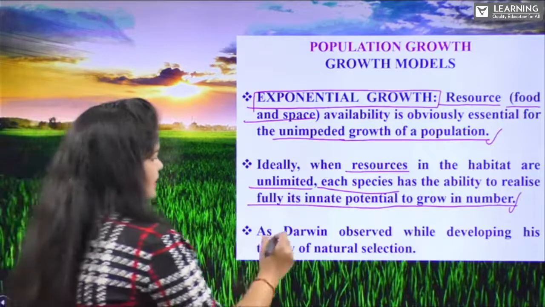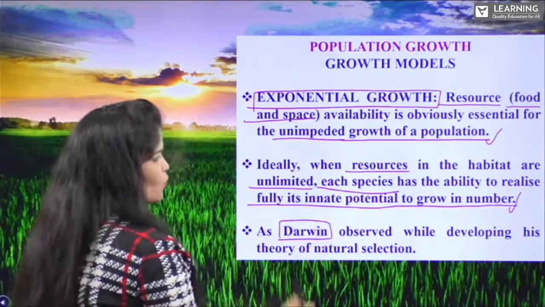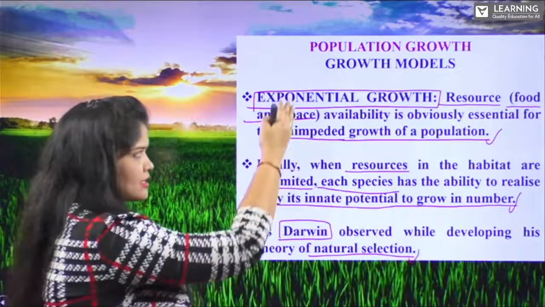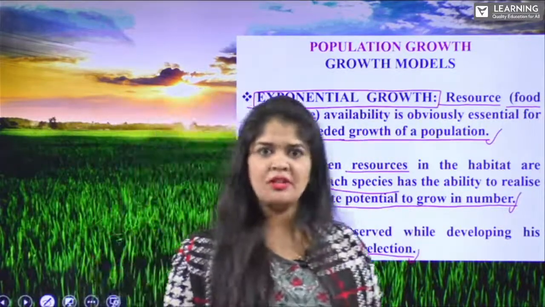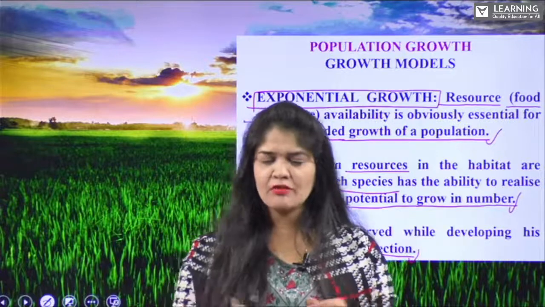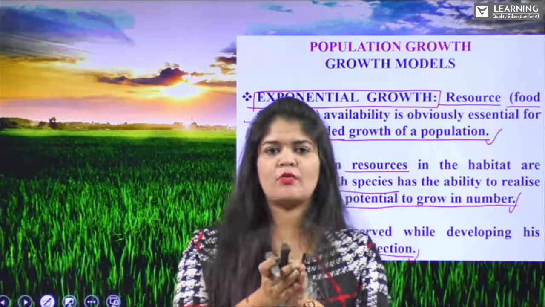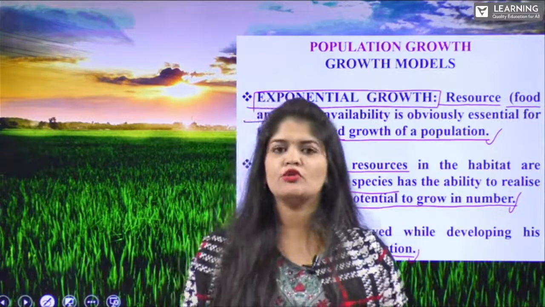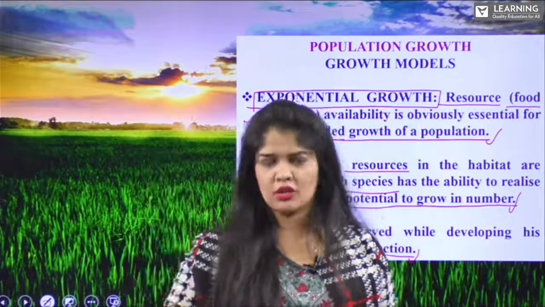As Darwin observed while developing his theory of natural selection, this is what happened. This is a completely unrealistic condition. We have to imagine there is a habitat which is providing limitless, unlimited resources. Then it is going to show an exponential growth.